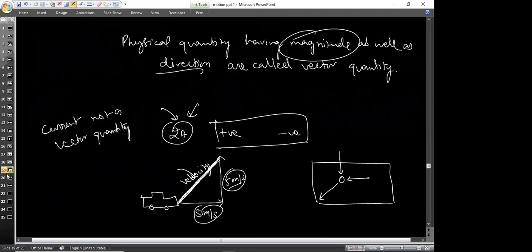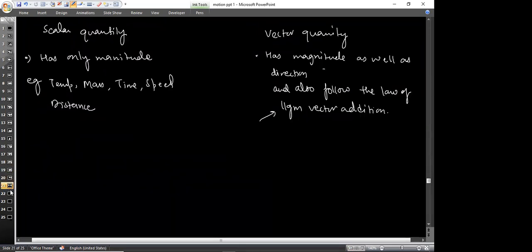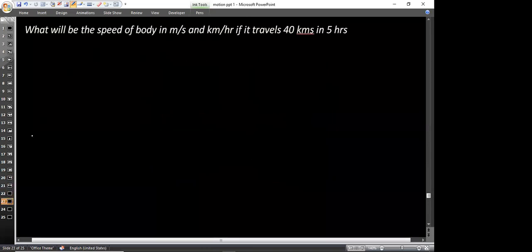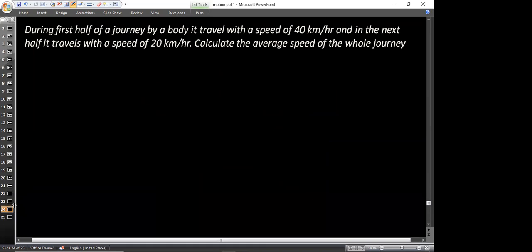Next, this is your homework. I'm going to give you some examples. These are graphs, and there are 2 or 3 questions I'm going to give you. You have to do this in the homework, and then we will discuss it in the next class.